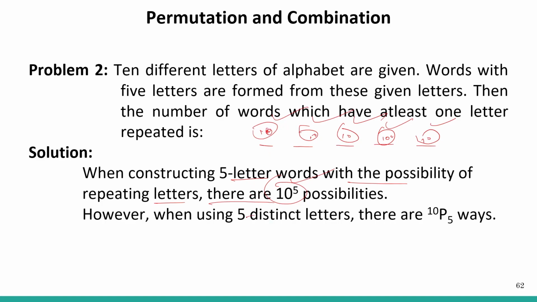However, using 5 distinct letters, there are actually 10P5 ways. You must be wondering why we use permutation. Because here there are distinct letters, and the order matters, because we are talking about words, right? It is not a committee or a class representative, where order doesn't matter. So in this concept, order actually matters.